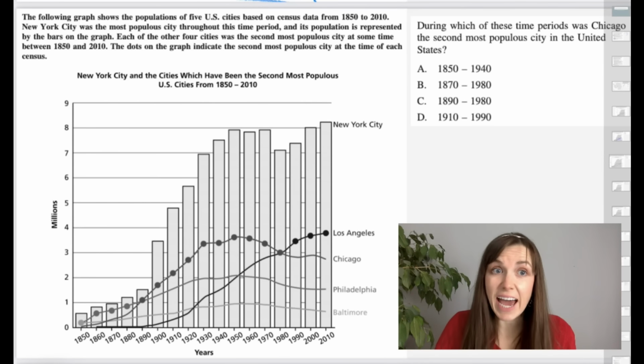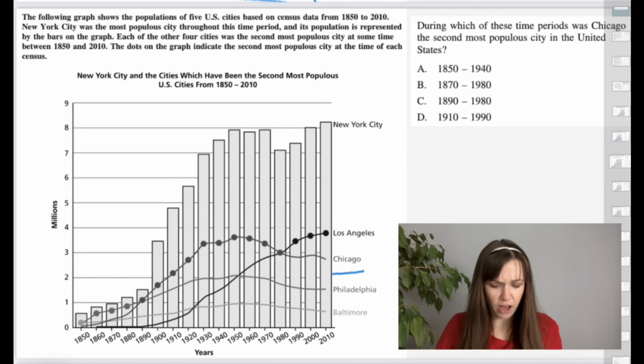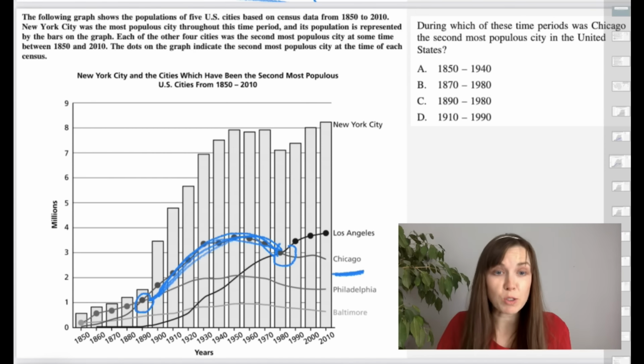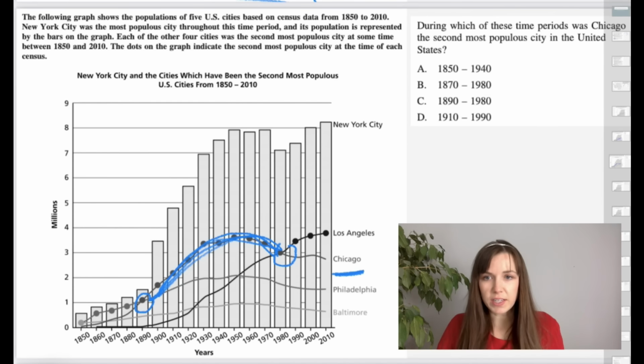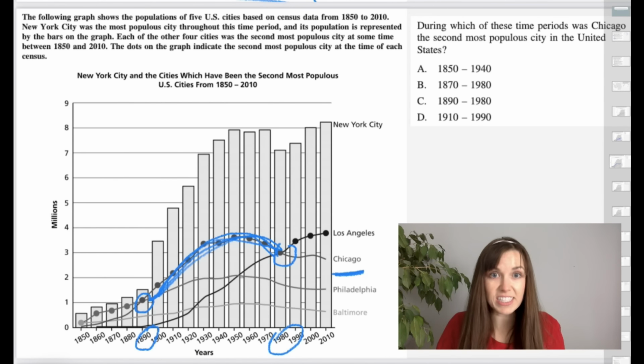During which of these time periods was Chicago the second most populous city in the United States? So let's kind of look here at Chicago. So it looks like from this point on down to this point, so these years right here, it was the second most populous city, right? So let's look here. We've got like 1890 all the way up to 1980. Is there one that says that? Yes, bingo. The answer is C.